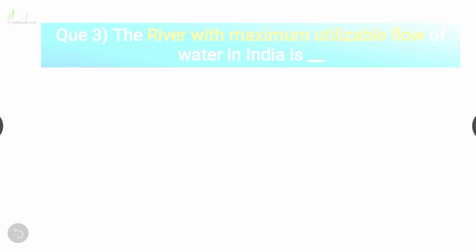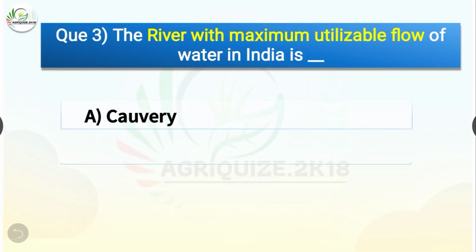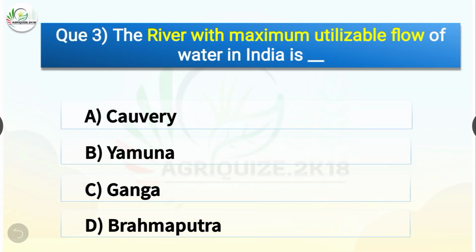Question number 3. The river with maximum utilizable flow of water in India is. The options are Kaveri, Yamuna, Ganga or Brahmaputra. The correct answer is option C, Ganga. So Ganga is the river with maximum utilizable flow of water in India.